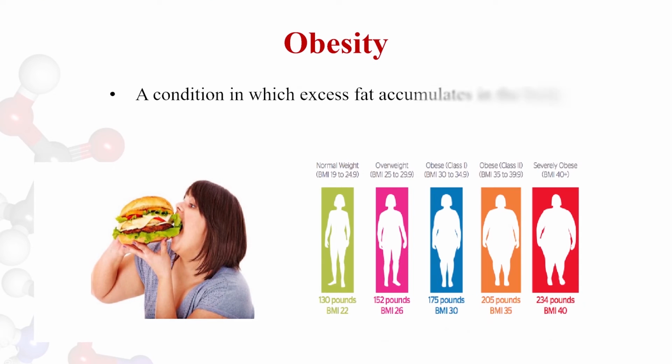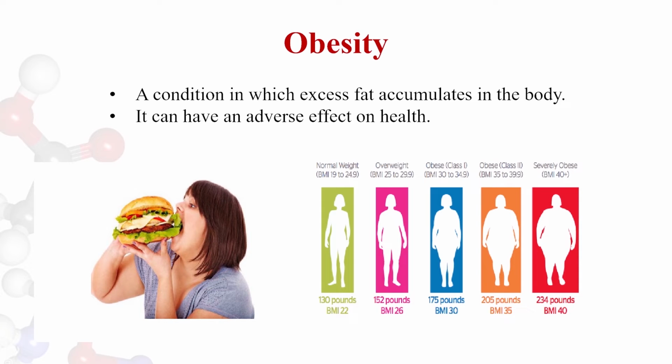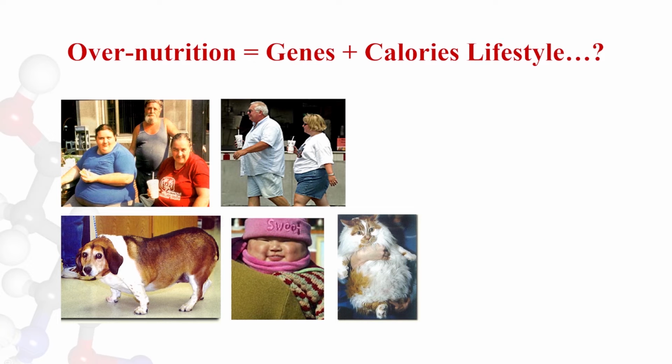Obesity is a condition in which excess fat accumulates in our body, and it can have an adverse effect on health. Obesity is defined by a BMI, body mass index, of more than 30 kg per meter squared. It is overnutrition due to genetics or a high-calorie lifestyle. There are examples of obese people around the world; it is not a simple problem.